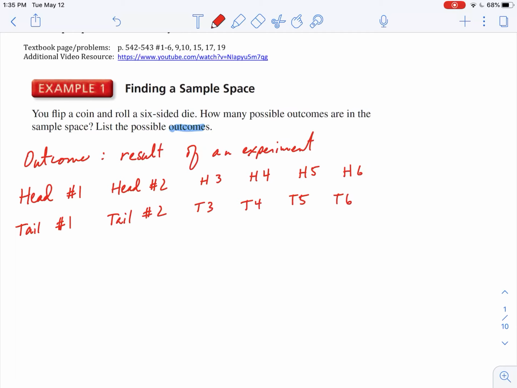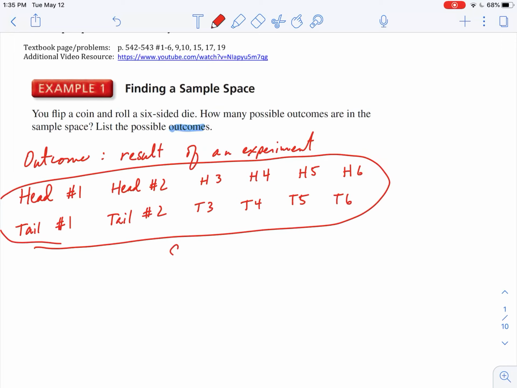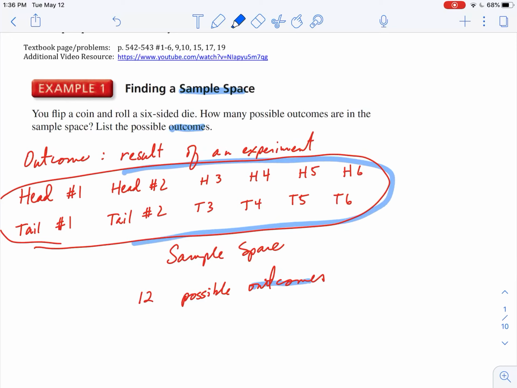So what are we looking at? This entire thing that I wrote out is called our sample space. We have written out all of our possible outcomes. And how many are there? There's 12. 12 possible outcomes. So we're starting to get familiar with the language of outcomes. We're also getting familiar with the language of sample space, and that's what this entire thing is. This collection of all 12 of these things is the sample space.